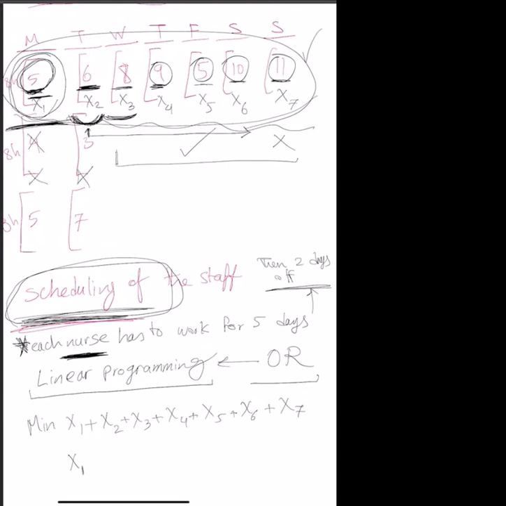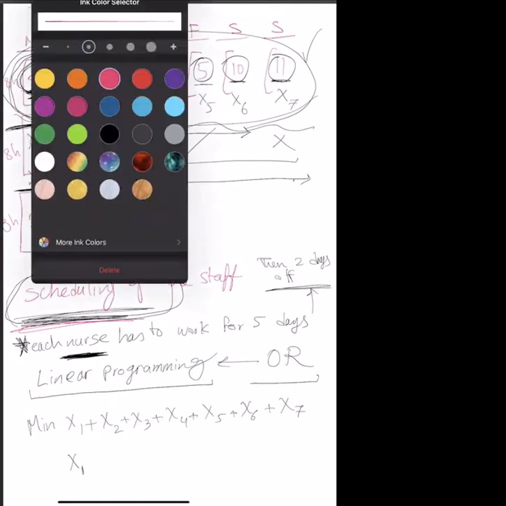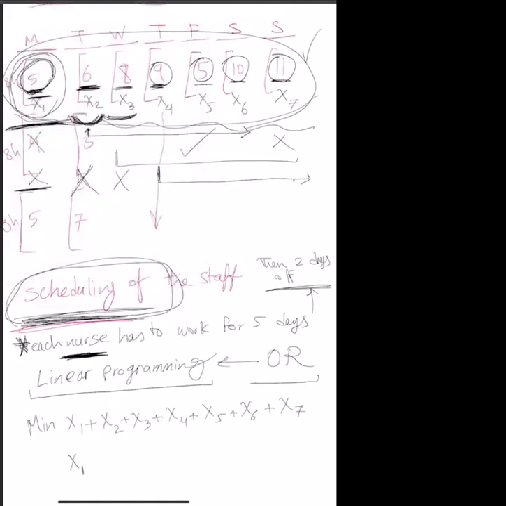How about a nurse that starts working on Thursday? Do they end up working on Monday as well? Yes. So they work on Thursday, Friday, Saturday, Sunday. That's 4 days. They continue working on Monday as well, and then they take Tuesday and Wednesday off. So for those nurses that start working on Thursday, and that's X4, they end up working on Monday as well.